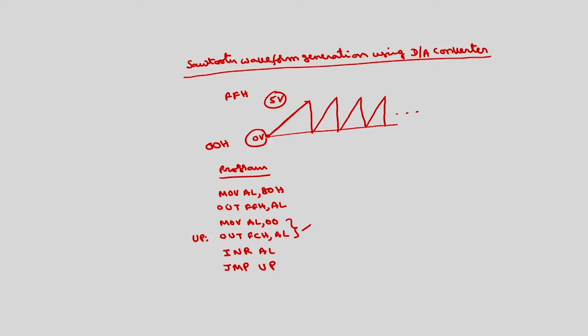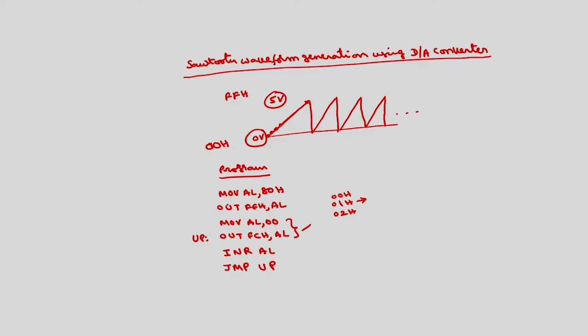So first 0 volts will be outputted, then 1 volt, so 00H, then 01H. This corresponds to some voltage which will be decided by the external resistors and all. Okay, 02H, like that. This is 0 volts, this is the value corresponding to 01H, this is the value corresponding to 02H, 03H and so on. This is the value corresponding to FFH. But we are not giving any delay here.